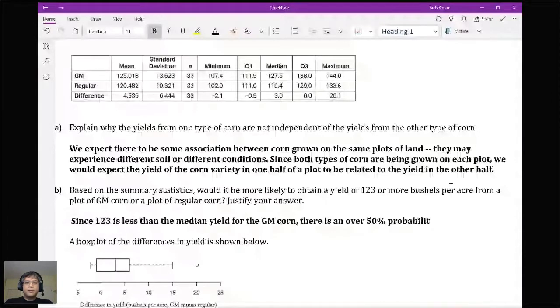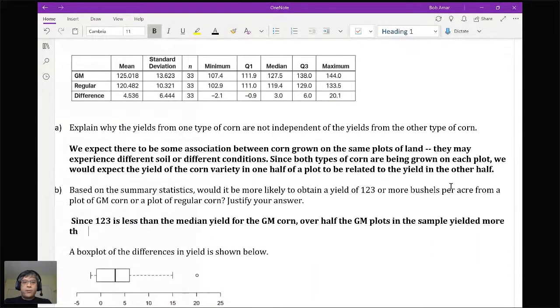Well, there's a question about whether we're talking about the sample or the population. I don't think we need to go there, but we can say this: over half the GM plots in the sample yielded more than 123. What's the unit? I like to know the unit, bushels per acre.